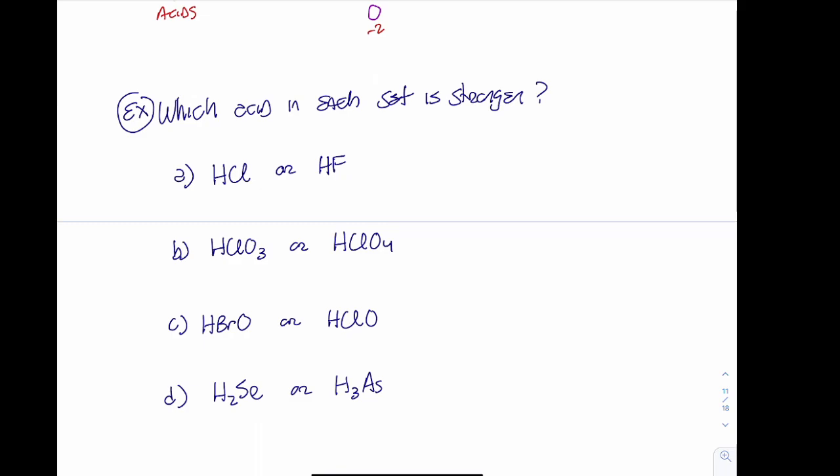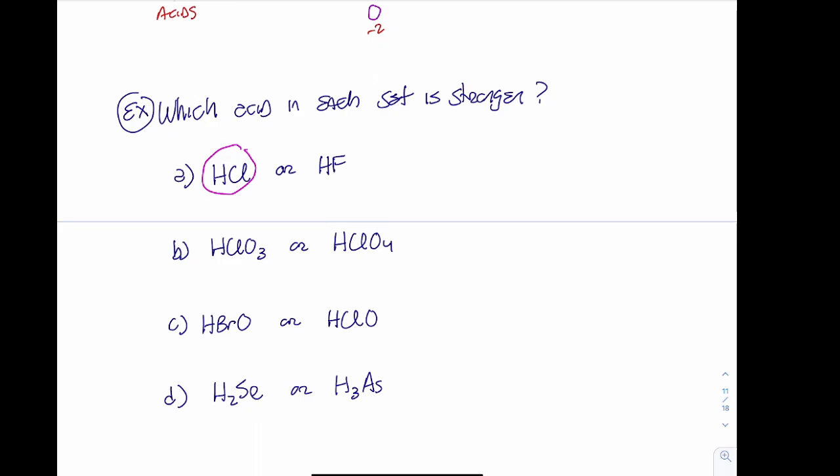Alrighty, so the first one, I have hydrochloric acid and hydrofluoric acid. You could actually answer this one based on the fact that hydrochloric acid is a strong acid, right? It's on our list of strong acids to memorize, where hydrofluoric acid isn't. Using our trends, if I gave you hydrochloric acid and hydrobromic acid and we had to pick between those two, they're both strong acids.